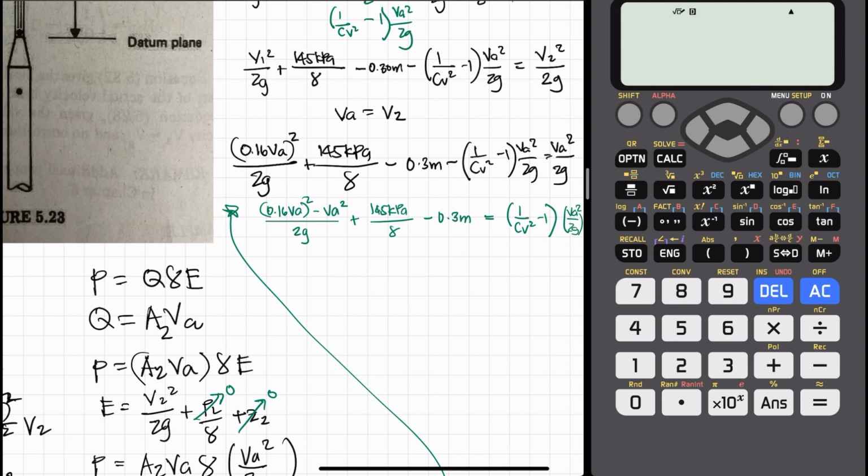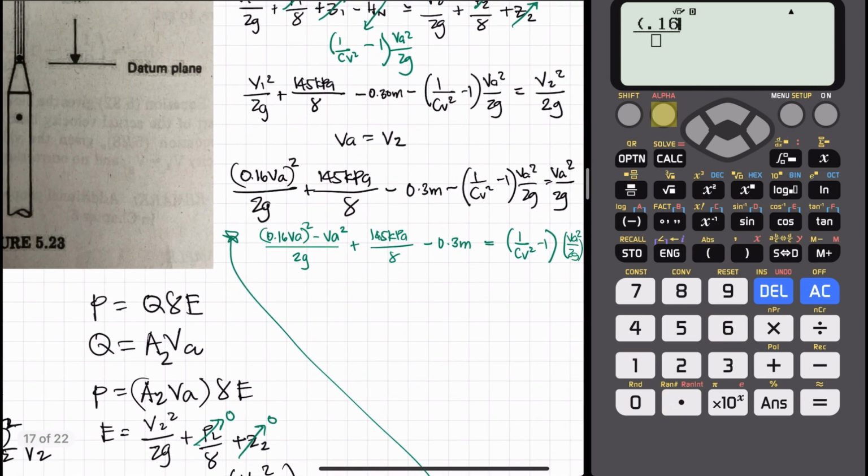So, ang gagawin natin is lagyan natin siya dito 0.16. VA is nasa alpha B squared over 2G minus alpha B plus 145 kPa over 9.81 minus 0.3, tapos multiply natin lahat sa 2 times 9.81 divided by VA squared alpha B squared.